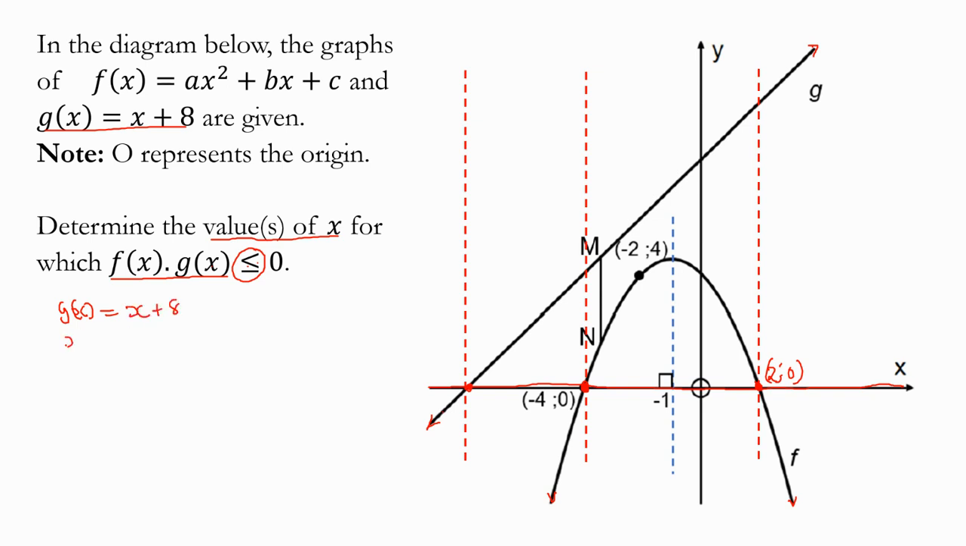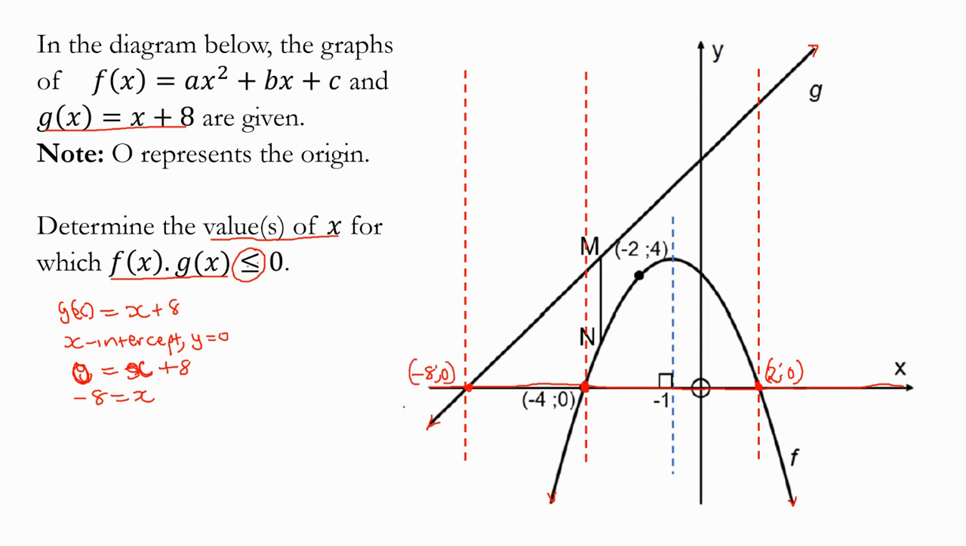How do we find the x-intercept? We know that at the x-intercept, y is equal to 0. So y is equal to 0, and we're looking for x. So 0 is equal to x plus 8, and it means negative 8 is equal to x. So x is equal to negative 8. So this point here is negative 8, 0.